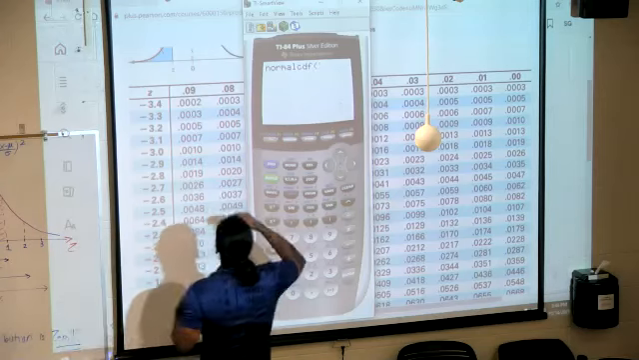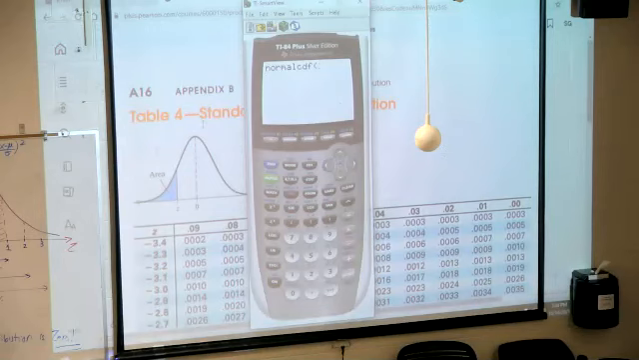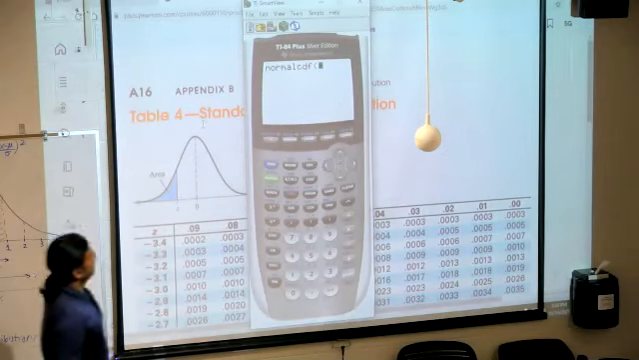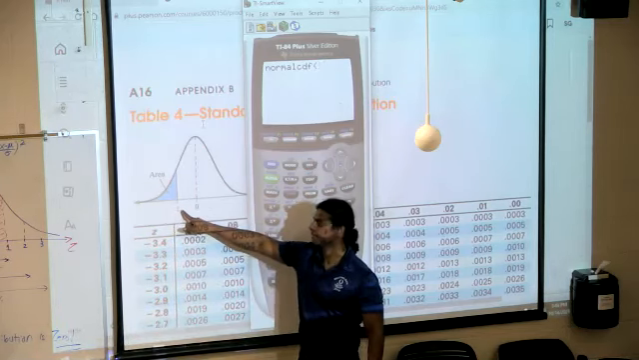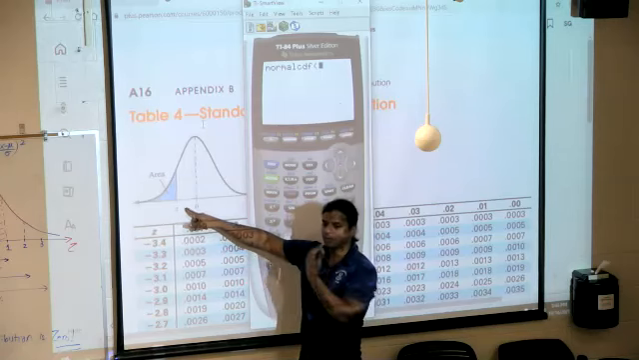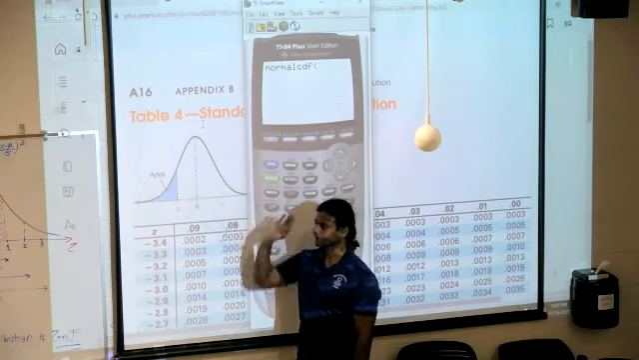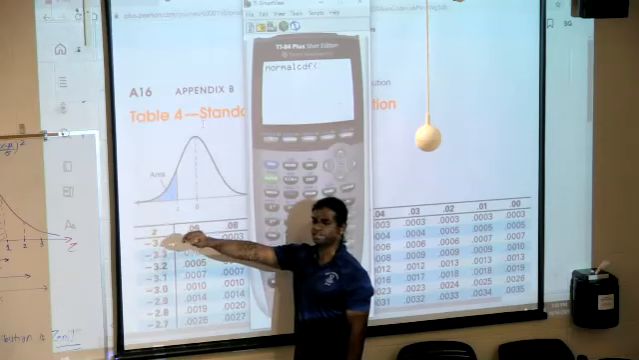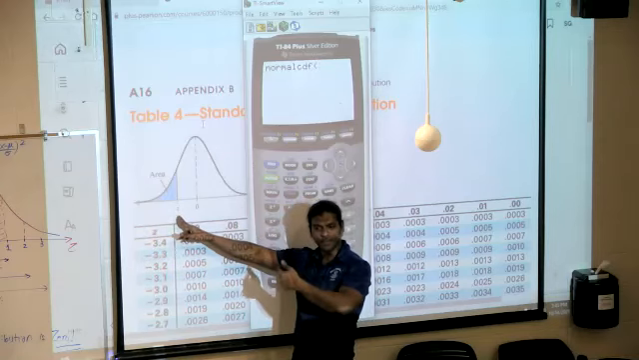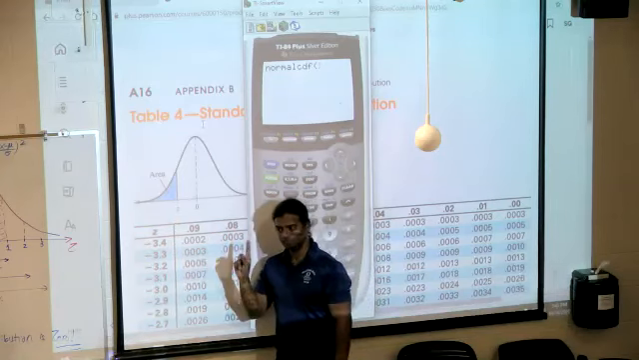If we go back to that picture, let's say this is -2. What is the lower endpoint for that area? Negative infinity, right? It starts somewhere at negative infinity, all the way up to the value of z, which in this case is -2. With me?